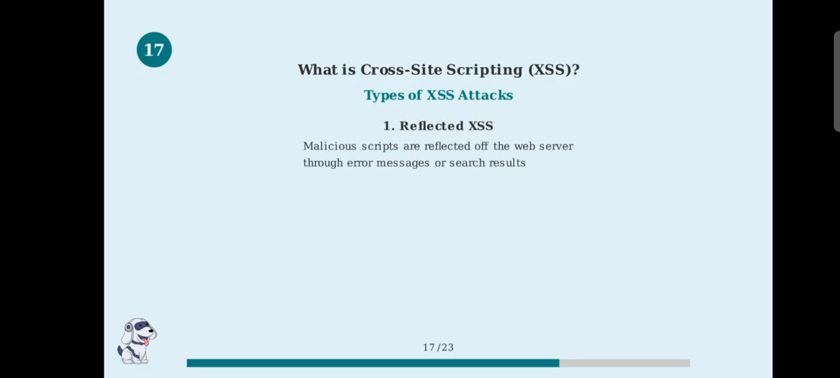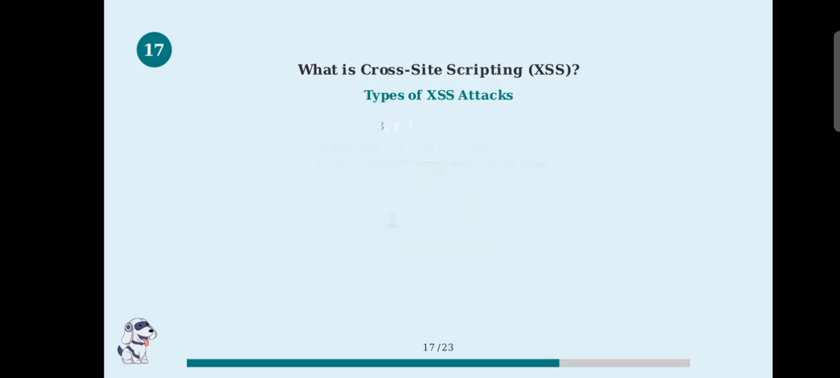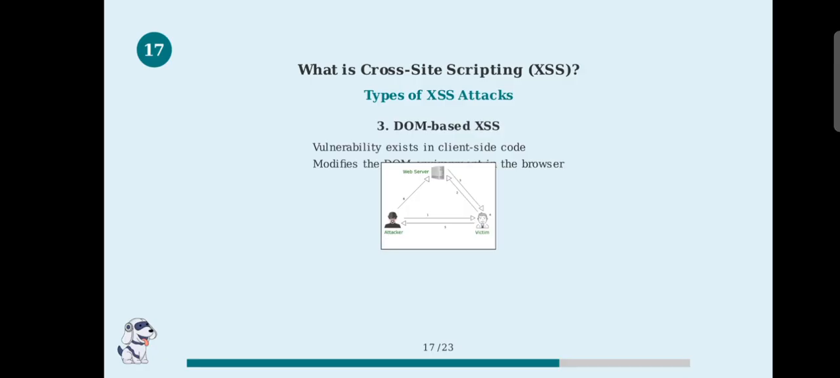First is reflected XSS, where malicious scripts are reflected off a web server through error messages, search results, or any response that includes user input. Second is stored XSS, also called persistent XSS. Here, the malicious script is permanently stored on the target server, such as in a database or comment section. Third is DOM-based XSS, where the vulnerability exists in client-side code rather than server-side. The malicious script modifies the document object model environment in the victim's browser.